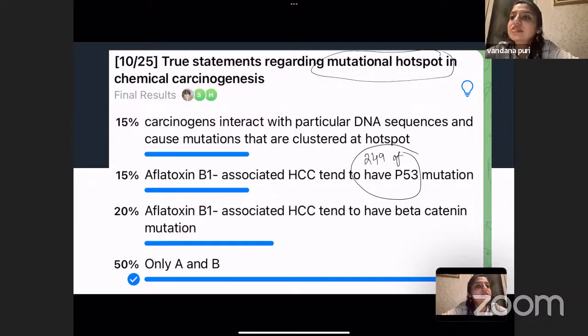So this is a very classical point about hotspot. Beta catenin is not affected in aflatoxin. Beta catenin is one of the very common mutations of hepatocellular carcinoma, no doubt about it, but it is not associated with aflatoxin. So what is the hotspot of aflatoxin? It is codon 249 of P53, and that is why the answer was only A and B, which is correct. So yes, 50% of you did it correctly. So that is about mutational hotspot.